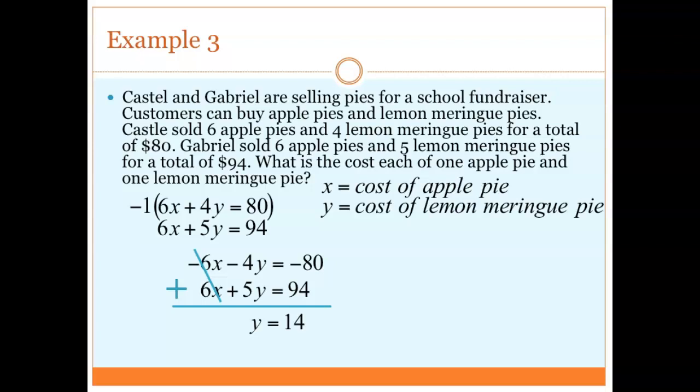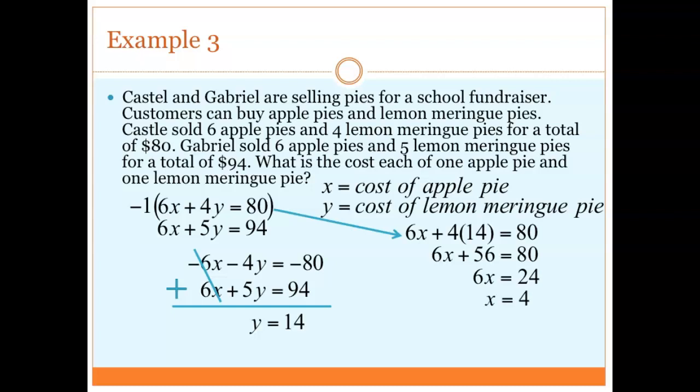Okay, so now solving for x, I'm going to plug 14 in for y in the first equation. So we have 6x plus 4 times 14 equals 80. Now, simplifying, we have 6x plus 56 equals 80. I'm going to subtract 56 from both sides. That leaves us with 6x equals 24. Divide both sides by 6, and we have x equals 4. So we've just found that the cost of an apple pie is $4, whereas the cost of a lemon meringue pie is $14.